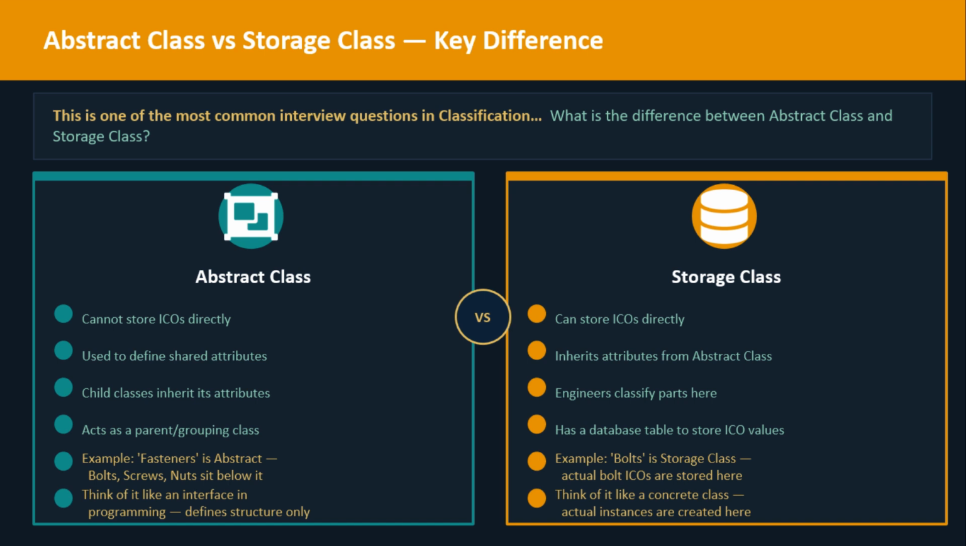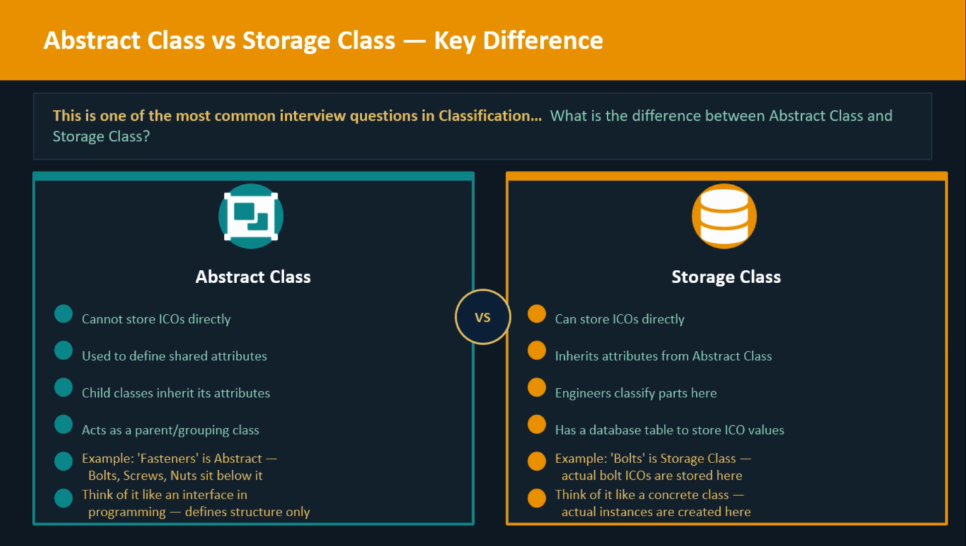Now let's see the difference between abstract class and storage class. An abstract class cannot store ICOs directly. It is used to define shared attributes that all child classes will inherit. It acts as a parent or grouping class. For example, fasteners is an abstract class. Bolts, screws, nuts all sit below it as child storage classes. Think of it like an interface in programming. It defines the structure, but you cannot create instances from it directly.